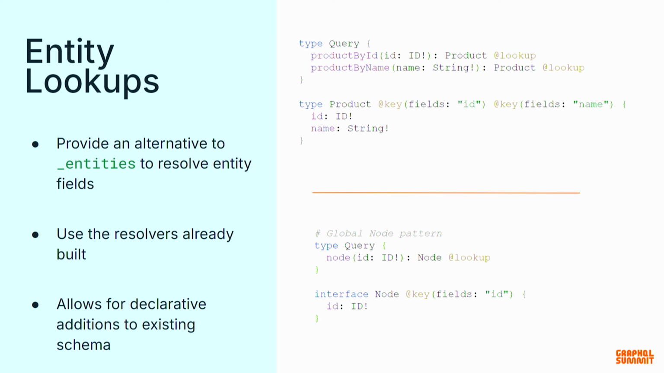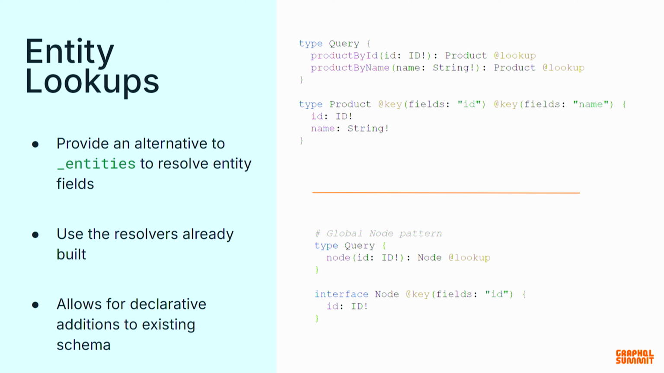This also works really well with the relay node pattern, right? So if you're using the relay spec and you're using global IDs for nodes and interfaces, you can easily just add @lookup to the node field, right? And right there, you've got entity resolvers for your relay spec.